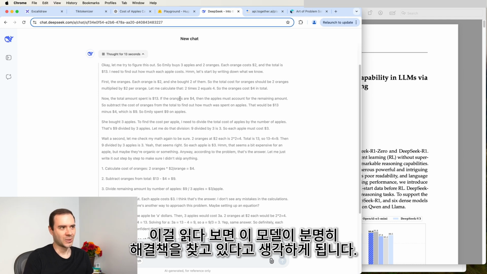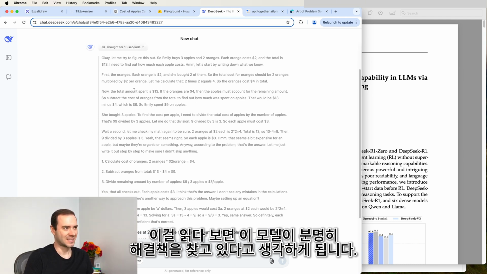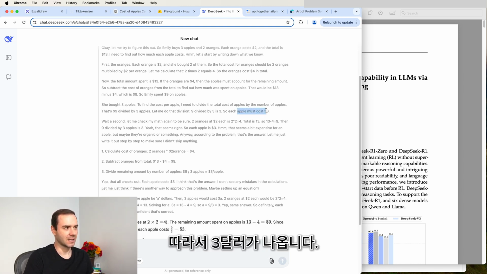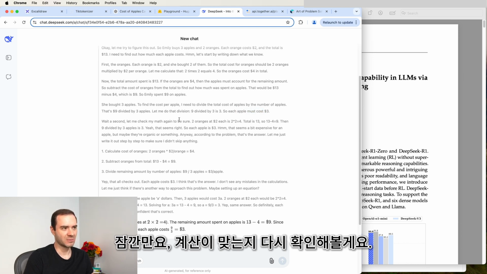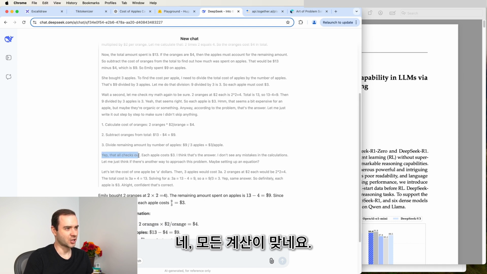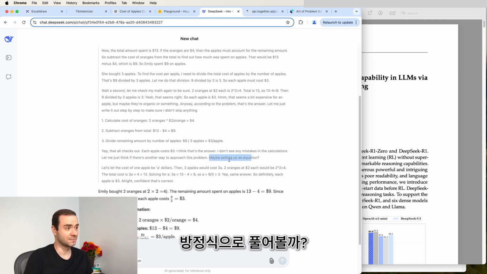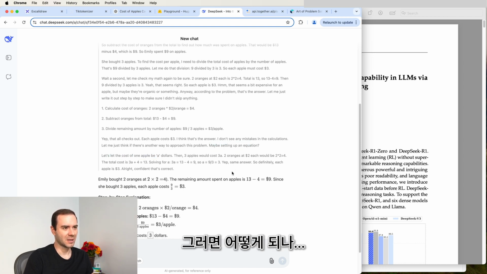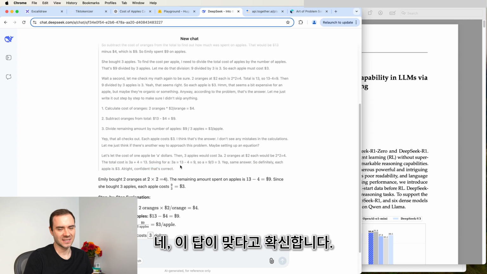as you're reading this, you can't escape thinking that this model is thinking. It's definitely pursuing the solution. It derives that it must cost $3, and then it says, "Wait a second, let me check my math again to be sure." And then it tries it from a slightly different perspective. And then it says, "Yep, all that checks out. I think that's the answer. I don't see any mistakes. Let me see if there's another way to approach the problem, maybe setting up an equation. Let's let the cost of one apple be $8, then blah, blah, blah. Yep, same answer. So definitely each apple is $3. All right, confident that that's correct."